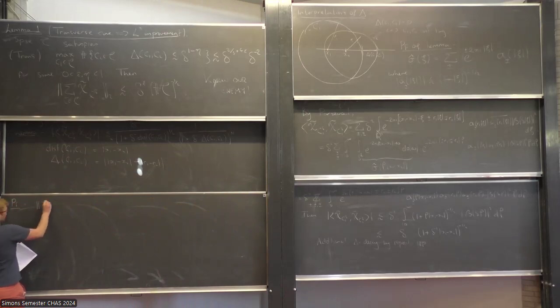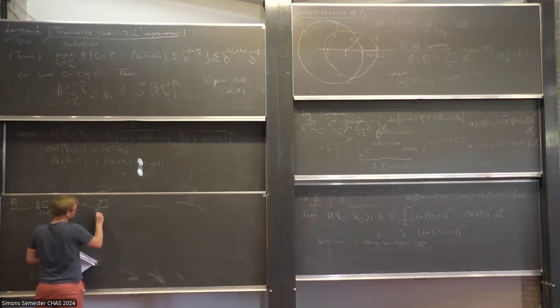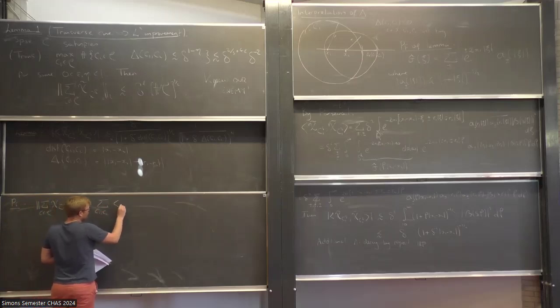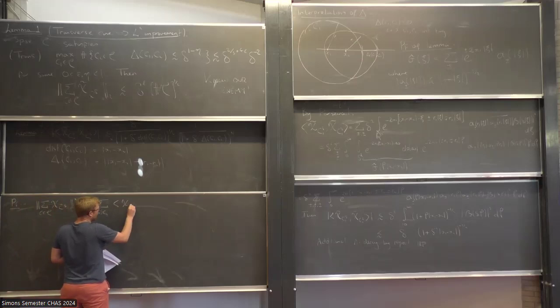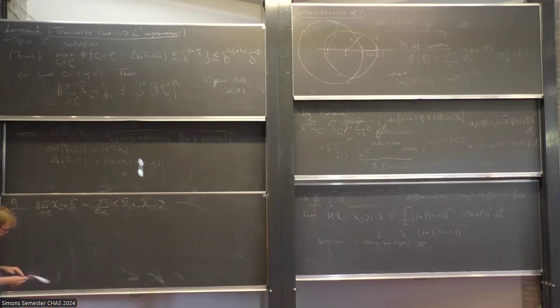So as usual, we're going to take the L2 norm squared and write it in terms of the inner product. And we get a double sum over pairs of circles of these inner product pairings. And at this point, I'm going to partition the sum according to whether we're in a transverse or tangential case.